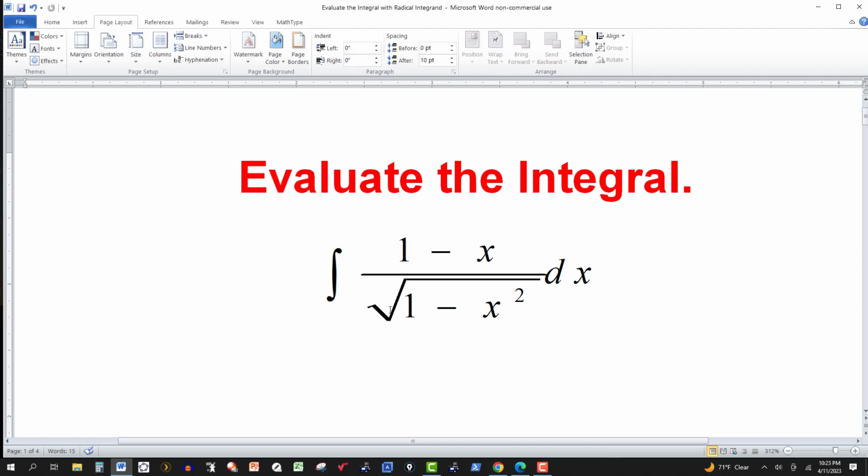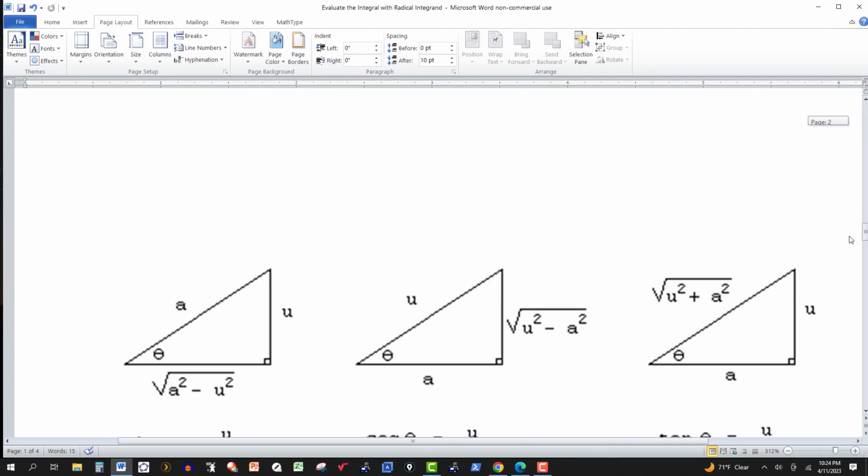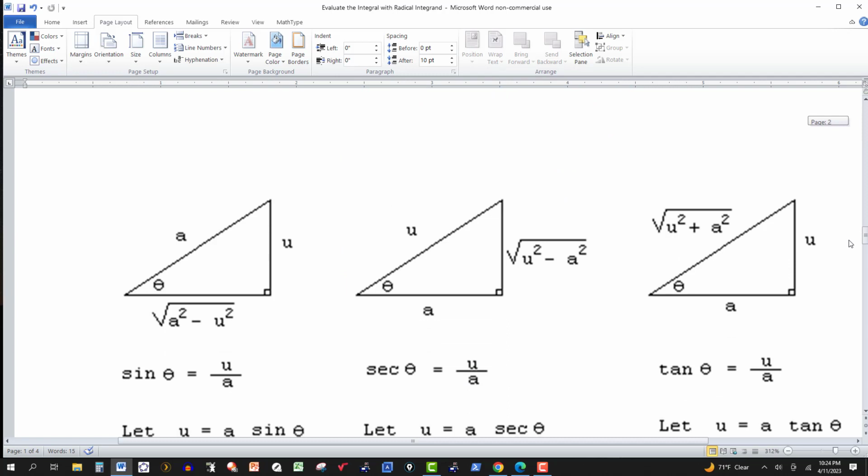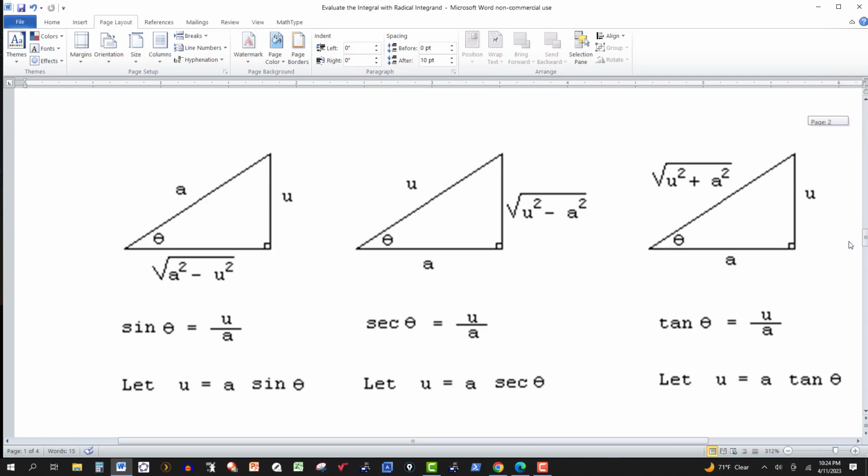So in this video we want to evaluate this particular integral here involving a radical expression in the integrand. And there's always, in a lot of cases, more than one approach to solving these problems. If you look at it as is there, it has the square root of 1 minus x squared in the denominator. So that looks like a trig substitution. Look at the different cases we have here. It fits the first one, the square root of a squared minus u squared, where the u is just x and the a is 1.